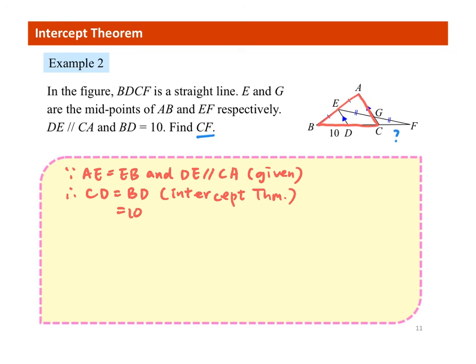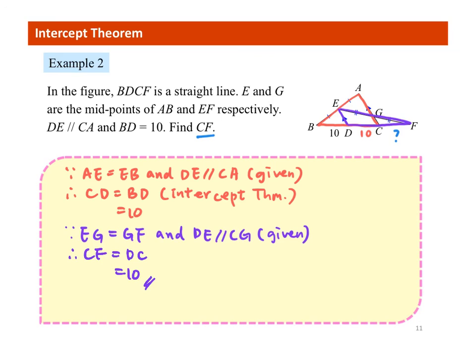Reason, intercept theorem. Then we look at triangle DEF. It's given that EG equals GF and DE is parallel to CG. Therefore, CF equals DC equals 10. The reason is intercept theorem.